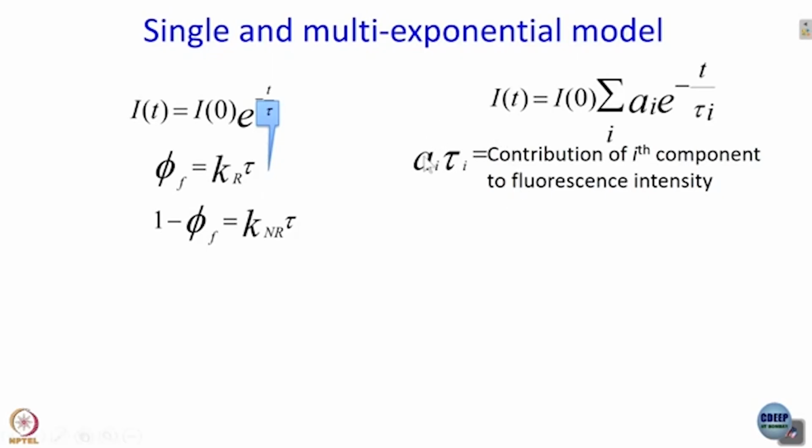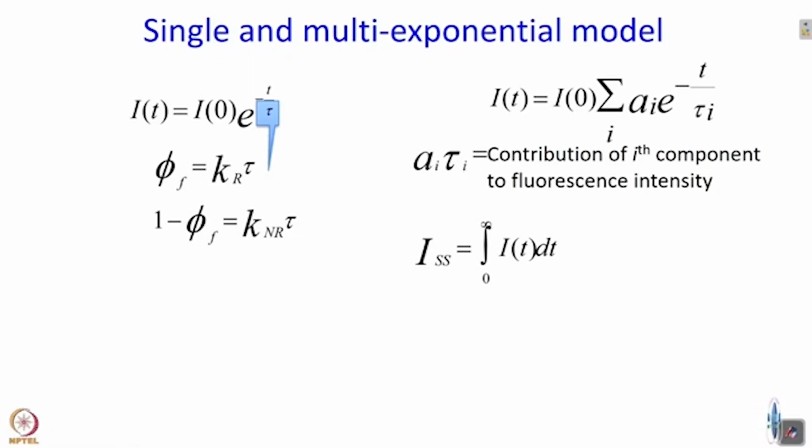So, what the composite intensity will be is governed by the relative values of amplitude as well as lifetime. So, a_i tau_i, remember, is the contribution of the ith component to fluorescence intensity. So, what is the steady state intensity?